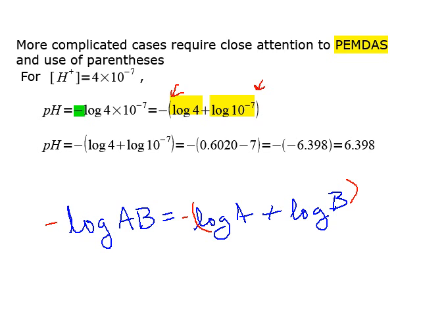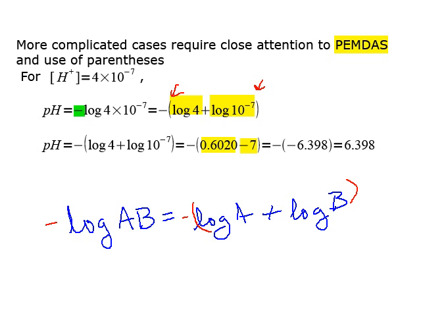Okay, now you can work inside the parentheses. And the log of 4 is 0.6020. And the log of 10 to the -7, as done before, is -7. Then you subtract, and here's your answer.